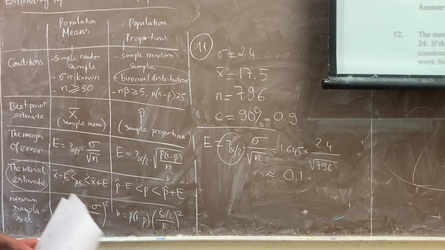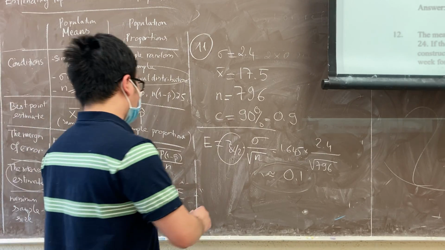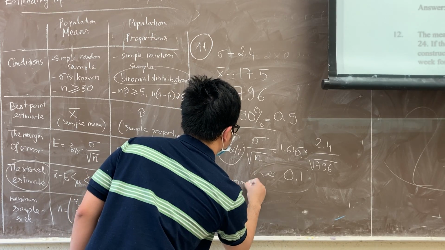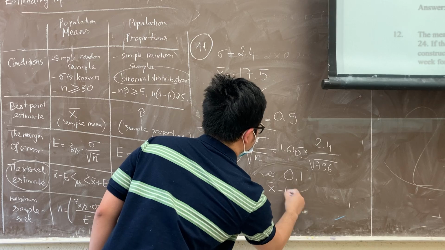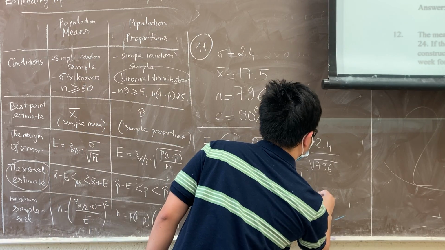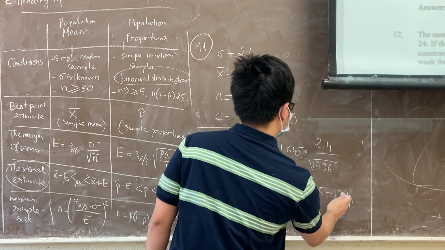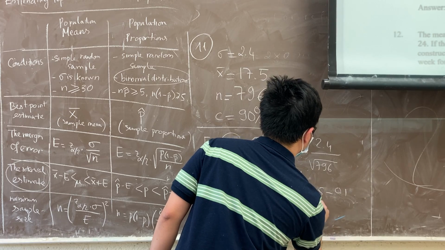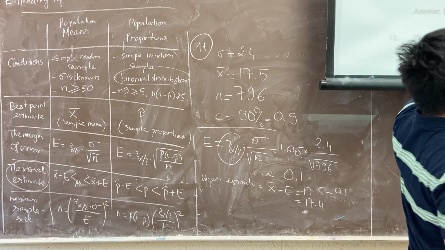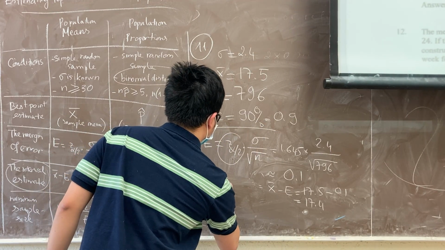And you have the margin of error we have here, so you can find the lower estimate, which is x bar minus E. X bar here is 17.5 minus 0.1, so we get 17.4. Okay, this is the lower end point. So I use the lower end point.